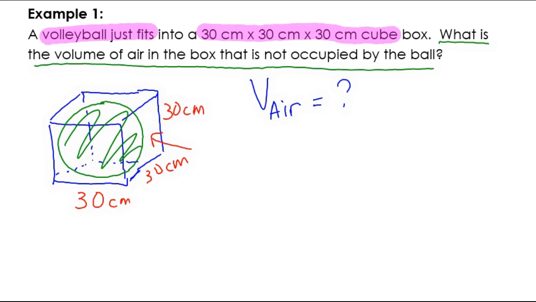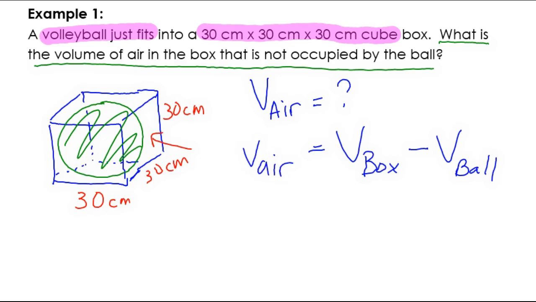So I know that if I know the volume of the box itself, and I take away the volume of the ball, then the leftover will be the volume of air. Okay, so that's my analysis. That's how I'm going to go about figuring this out. Okay, so now I'm ready to go ahead and find my solution.